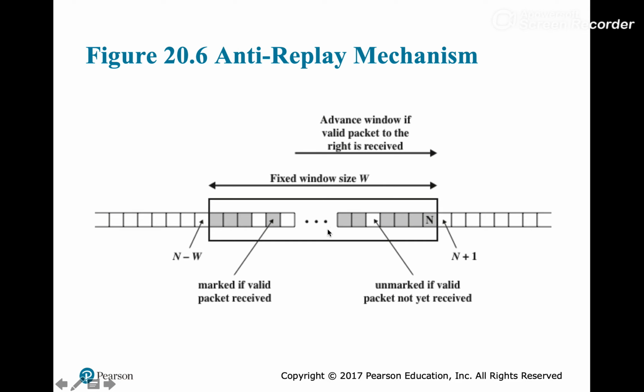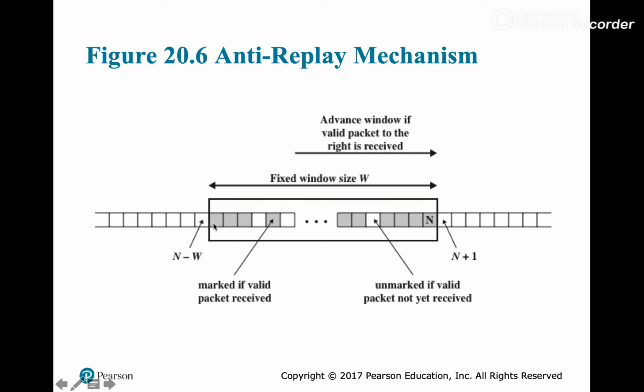The right edge of the window represents the highest sequence number, n, so far received for a valid packet. Whenever a valid packet is received, if it does not lie within this window, I'll discuss that later. The right edge is the highest sequence number so far received for a valid packet, and the left edge is n minus W.